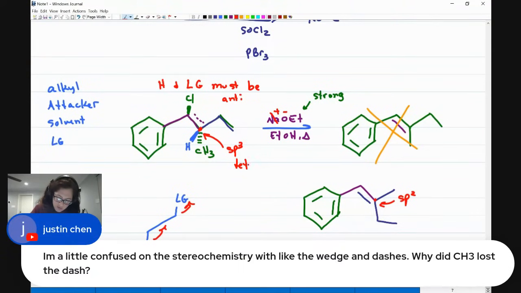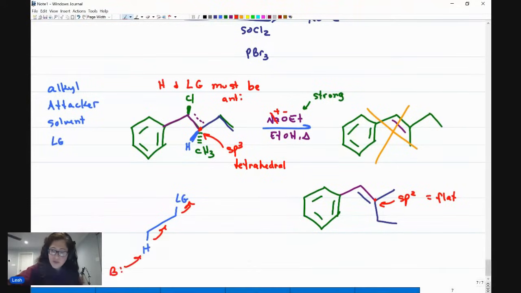Did I say trigonal planar before? I meant to say tetrahedral. I don't know what I said. This is tetrahedral, and this is flat. And because it's flat, I no longer have dashes and wedges. I just have lines in the plane of the page. So that was a very good question. Let me know if that's clear.